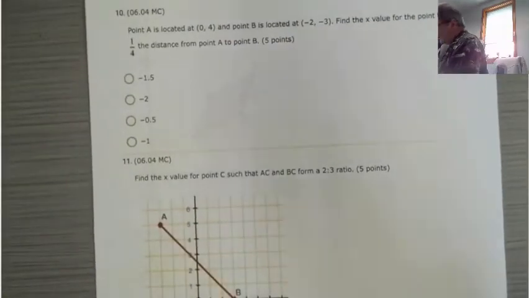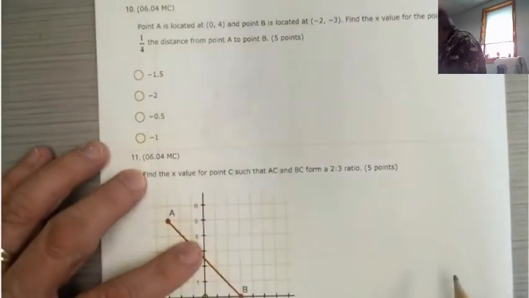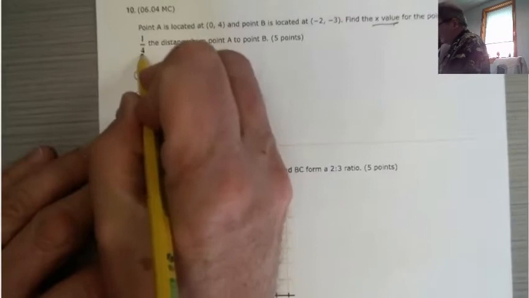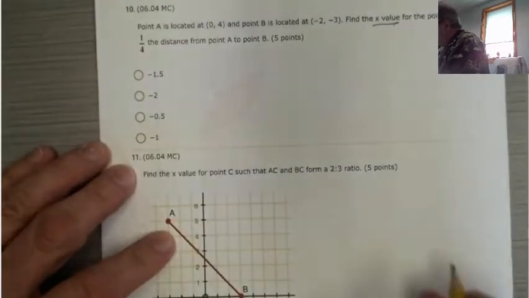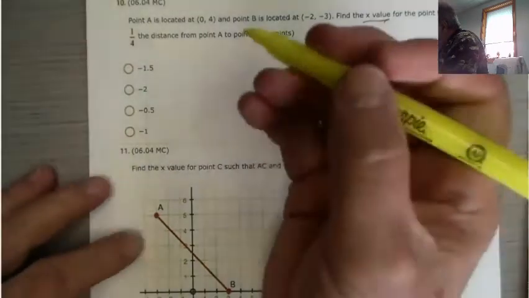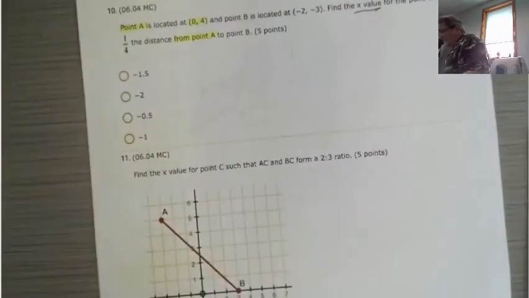Point A is located at (0, 4). Point B is at (-2, -3). Now they want the x value for the point that is 1/4 of the distance from point A. From point A, you've got to pay attention to where they're going from, because if it's not right in the middle, you've got to figure out which end you're starting at. From point A, which is (0, 4). Okay, and they want the x.